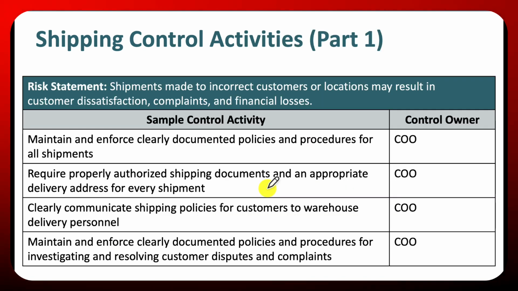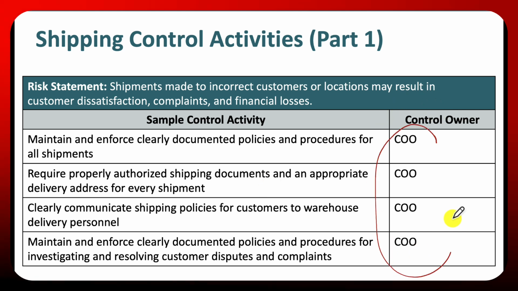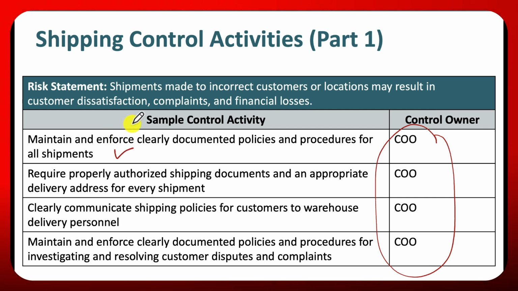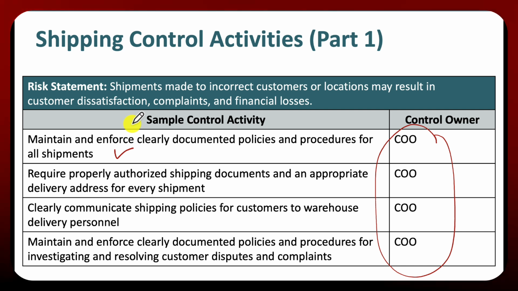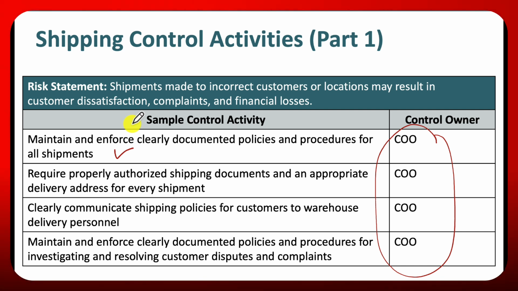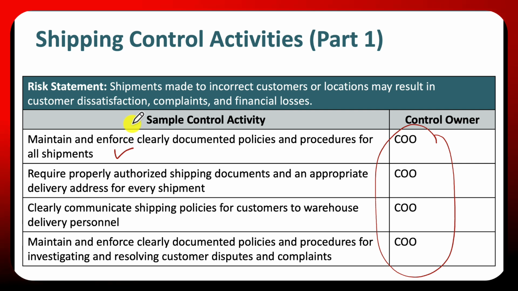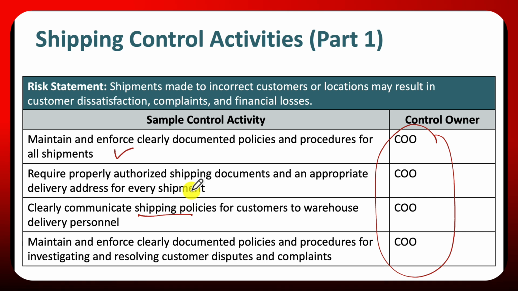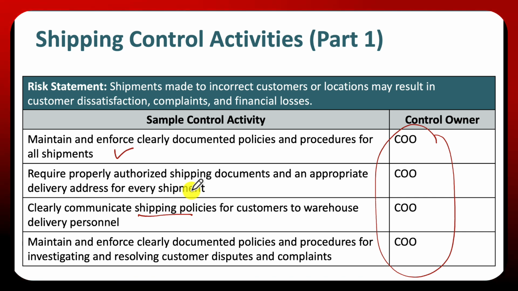Now, when we're looking at shipping control activities, you see here the COO, or the Chief Operating Officer, is responsible for maintaining and enforcing the documentation and policies and procedures of the shipments. They would also require properly authorized shipping documents and an appropriate delivery address for each shipment. They would also be responsible for clearly communicating the shipping policies to the customer and to the warehouse delivery personnel, and also ensure that there are documented policies and procedures for investigating and resolving any customer disputes or complaints.